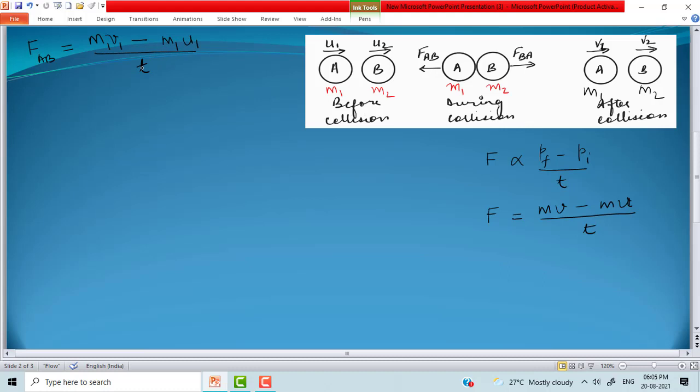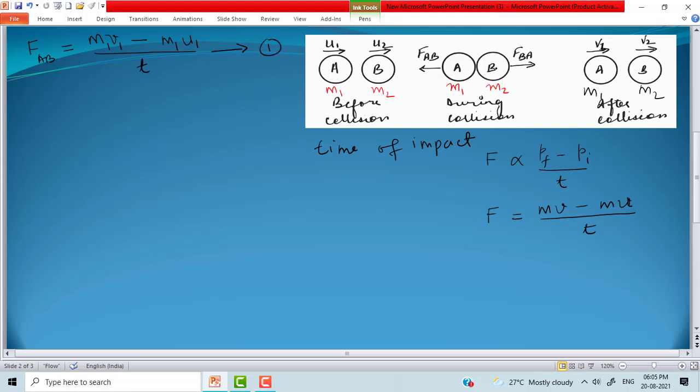Here time t is the time during which the velocity changes from u1 to v1. It is also called the time of impact. It is the time during which the velocity changes from u1 to v1 and also u2 to v2. Let it be equation 1.